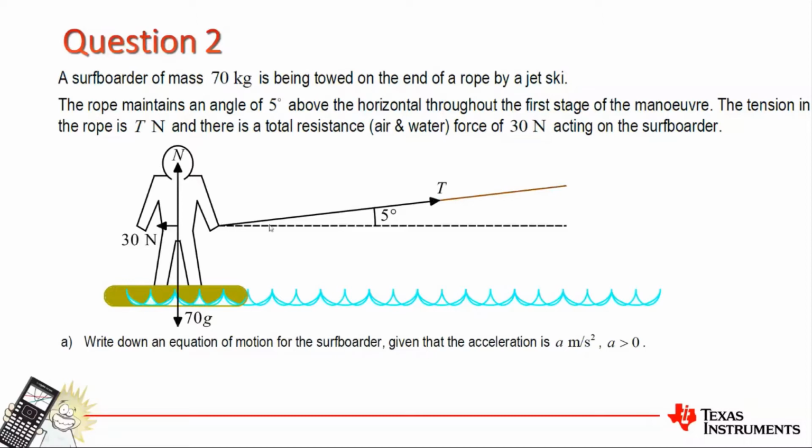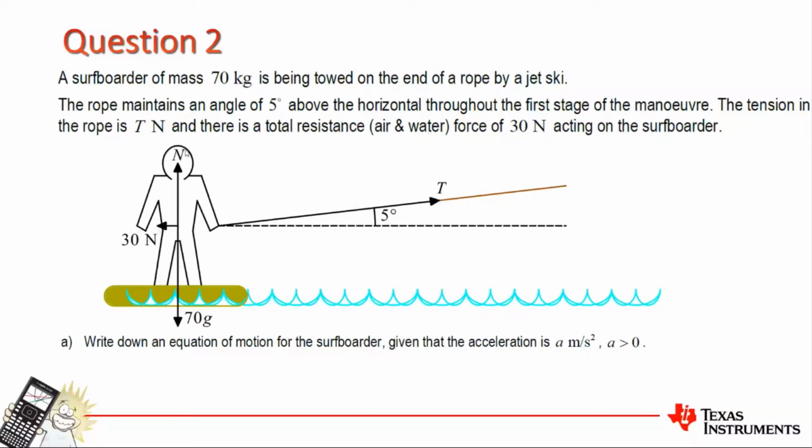As you can see, there's the tension force that is pulling the surfboarder, and the tension force is acting along the rope, and that rope is at 5 degrees above the horizontal. The horizontal is this dashed line over there to show the parallel to the water, and the tension force is 5 degrees above that. We then also have a 70 g force acting downwards, which is the weight force. We then have a 30 newton force acting to resist the motion, which is the total resistance of air and water. And finally, we have the normal reaction force upwards.